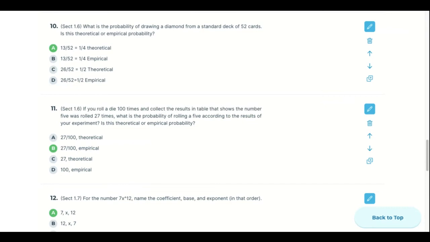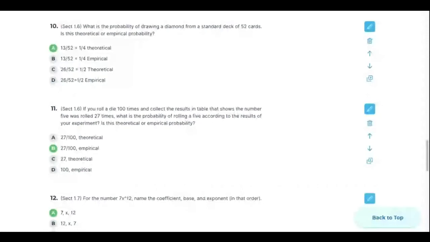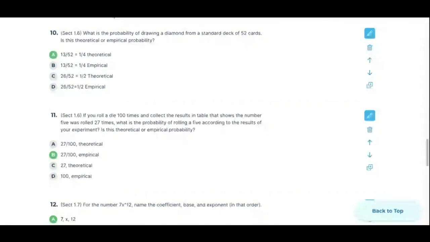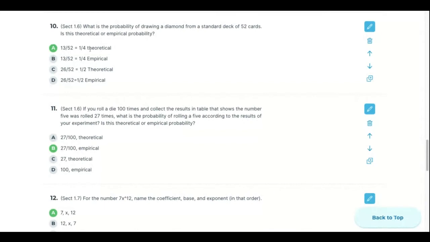The TI-30s will reduce also. Mine reduces probably with a different key than you have. So I don't have a TI-30, but let's see. So mine would just go back to this. So that's choice A, 13 out of 52, it reduces to 1/4. You can see the answer there, and this is called theoretical because there was no table of collected information.